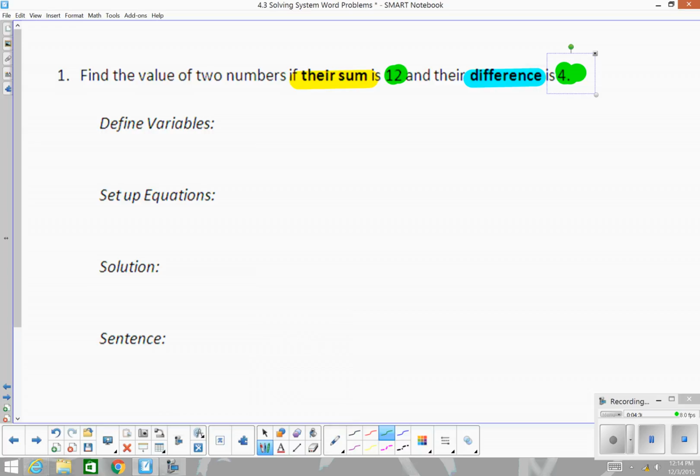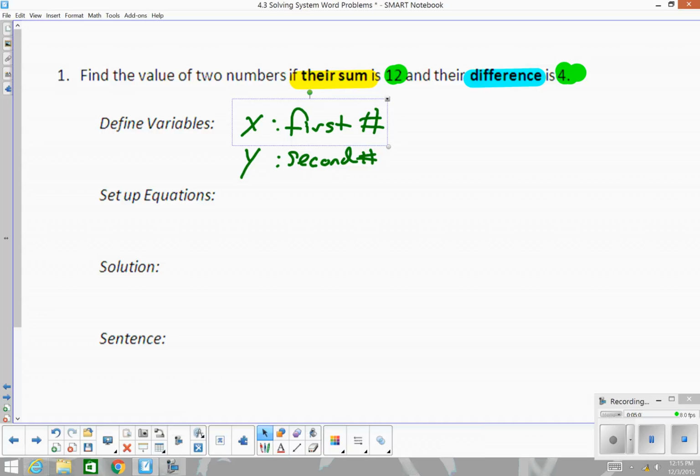So I have a list of things that I am going to list. So I want to define my variables. So it's what don't I know? Well, I don't know what these two numbers are, but I know how I could get them. Right? It's giving me operations on how to get them. So I have a first number and I have a second number. So I'm just going to list x as my first number, and I'm going to list y as my second number.